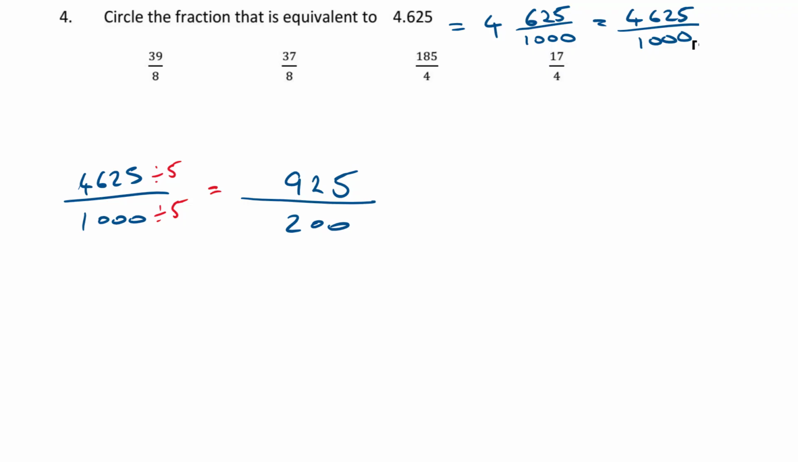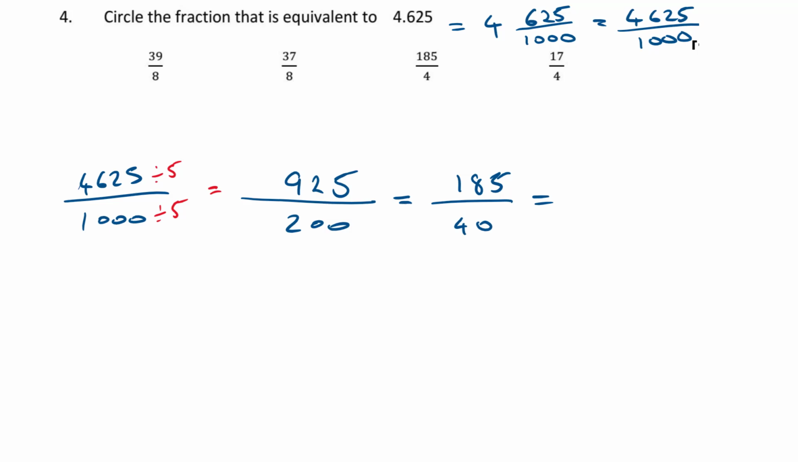Again, these both ending in 5s and 0s, so I think I can divide them both by 5 again. So 5s into 200, that's the easier bit. That's 40. 5s into 925, again I'm going to double it and then scratch that 0 off the end. So double 925 is 1850, and then take the 0 off is 185. So 185 over 40.